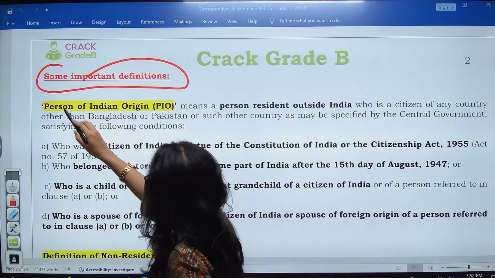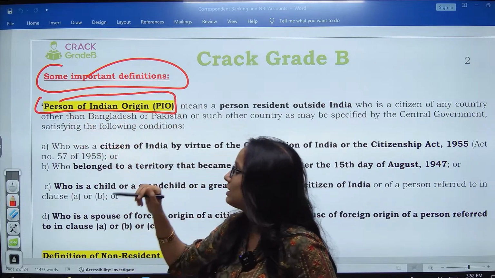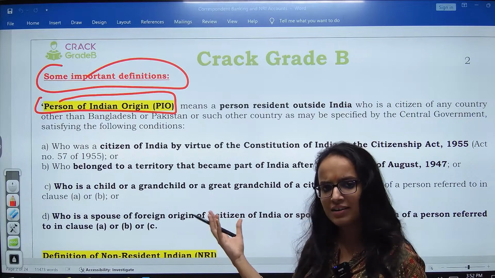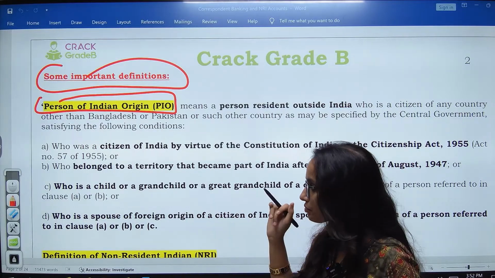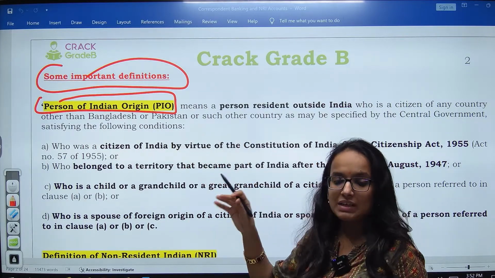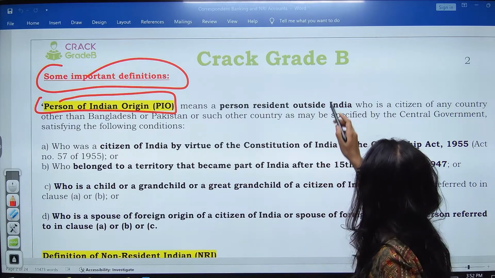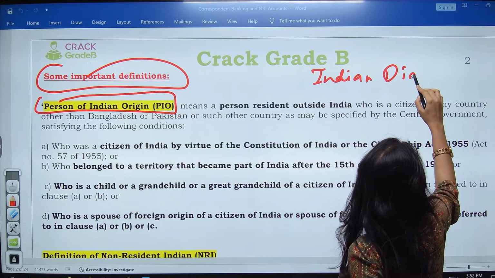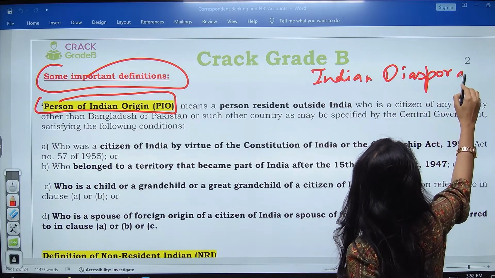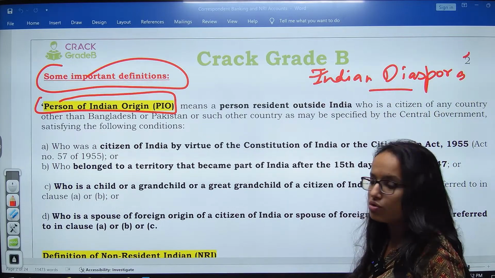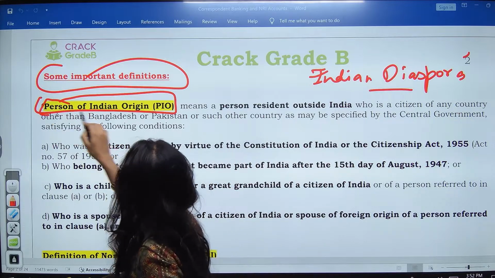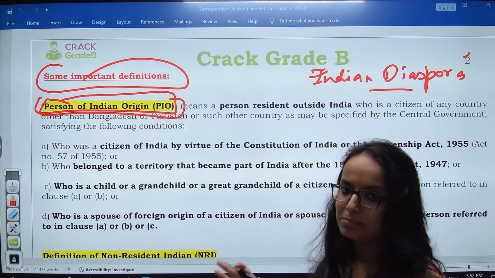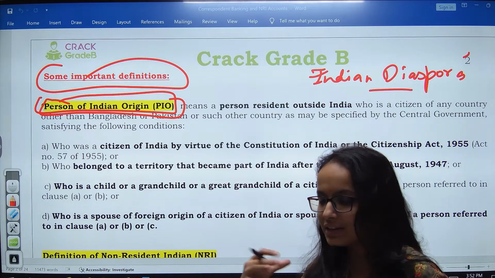So first thing is PIO. You all have heard these terminologies very frequently, they are in public discourse, in the news. Basically all these constitute the Indian diaspora. So first we have the person of Indian origin. Who is a person of Indian origin? By which act is it defined? What are the clauses?